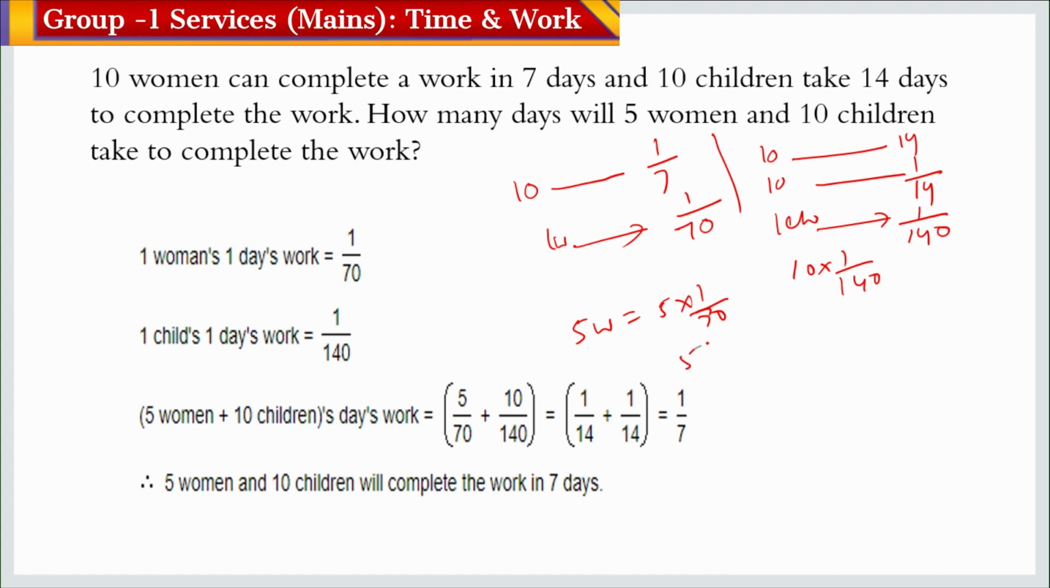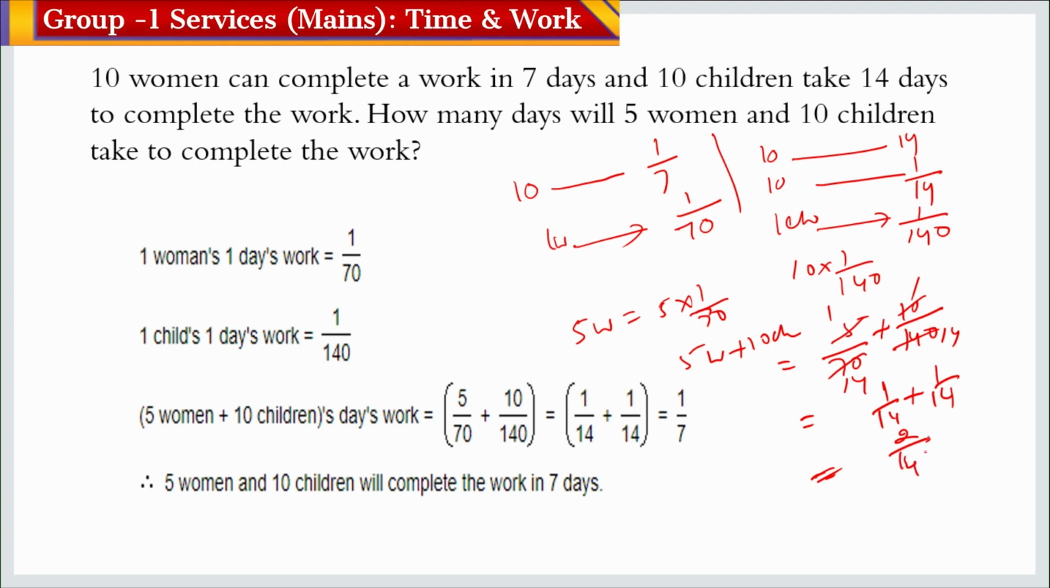Can do the work means 5 women plus 10 children. In 1 day, work is 5 by 70 plus 10 by 140. 5 sevens are 35, 5 fourteens, 10 fourteens. How much is 1 by 14 plus 1 by 14? Correct? It is 2 by 14, that is 1 by 7. So, 5 women plus 10 children can do in 1 day work of 1 by 7. So, 5 women plus 10 children can do the work in 7 days. Okay. So, this is very important.